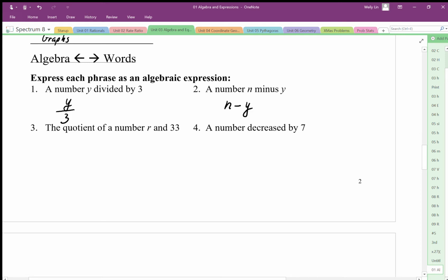And again, notice these are expressions because these y's and variables here can take on many different values. The quotient of a number r and 33. Quotient means to divide, so we're going to take the r and divide by 33. A number decreased, well, decrease means subtraction. A number decreased by 7, well, I'm going to let that number be x minus 7. You can use any variable you want though.